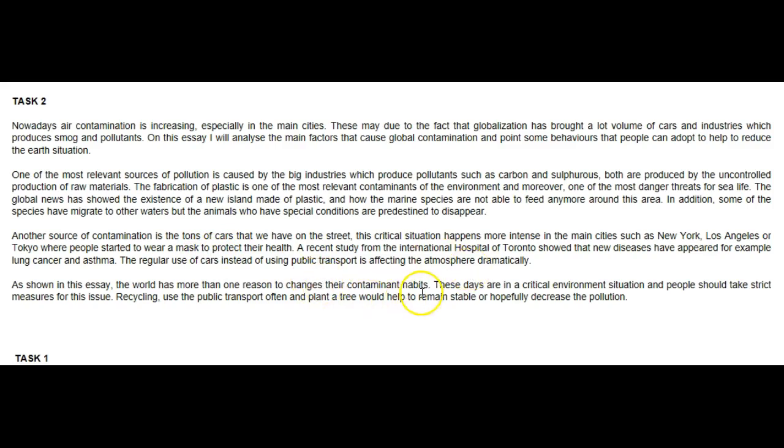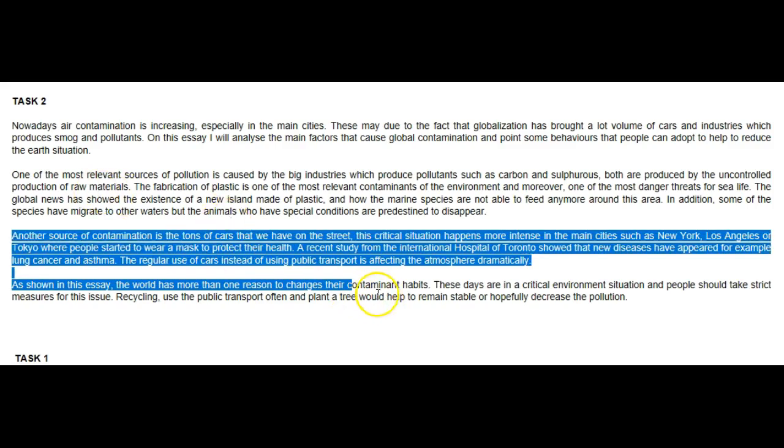And then this is a little unnatural, Manuela. You need to rephrase this here. "These days are in a critical environment situation, and people should take strict measures for this issue." Also a little unnatural. "These days we are facing a critical environmental situation." That would work a little better. "Recycling, using public transportation often, and planting a tree would help to stabilize or hopefully decrease the pollution."